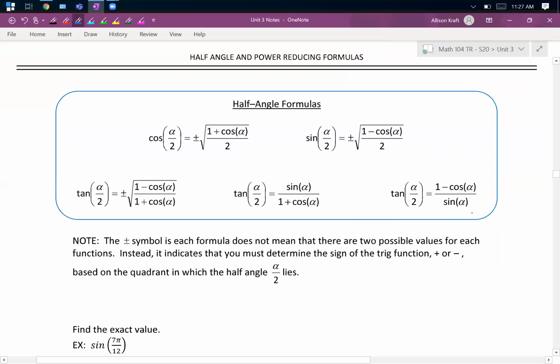You'll notice that the ones with the square roots have a plus or minus in front of it. This does not mean that there are 2 answers for every single problem. This means that it could be positive or it could be negative, and you need to figure out which quadrant the original angle, the angle in question, is located in, and then determine whether sine or cosine would be positive or negative in that corresponding quadrant.